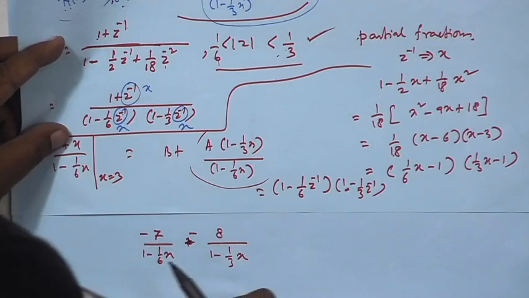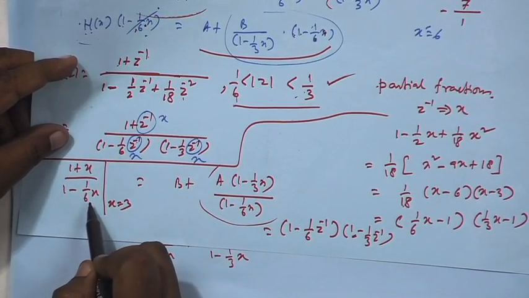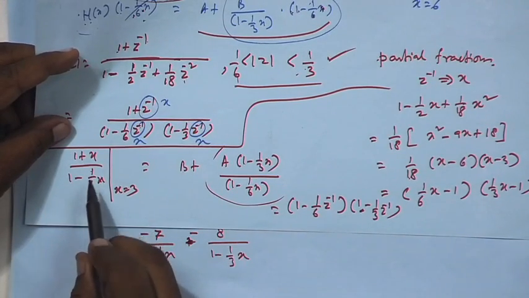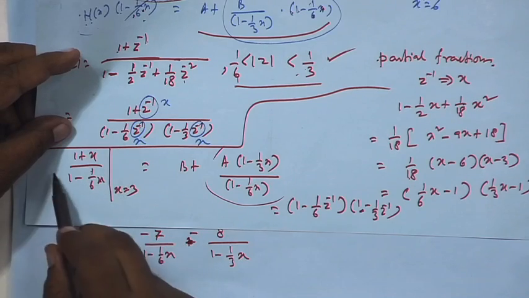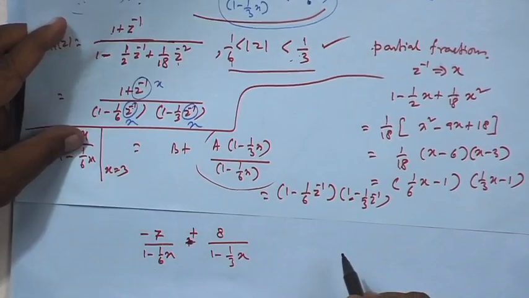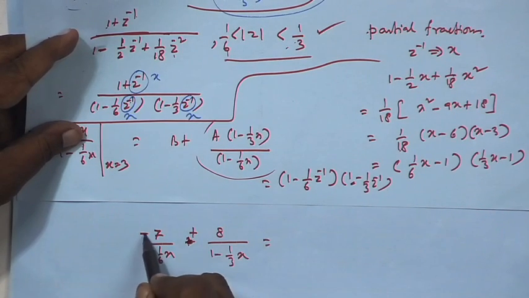This is minus 7, b is plus 8, because if you put x equal to 3, 1 by 2, 1 minus 1 by 2 is 1 by 2. So, no change of sign. So, 2 into 1 plus 3, 4. So, it will be plus 8, this plus 8. Okay, so, you see if you add the two, 8 into 1 and minus 7 into 1.